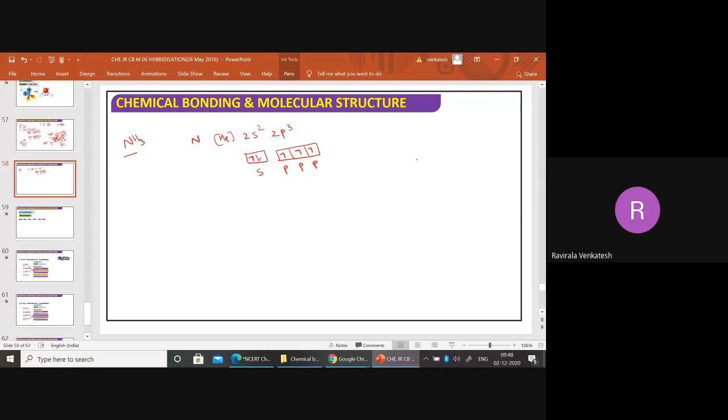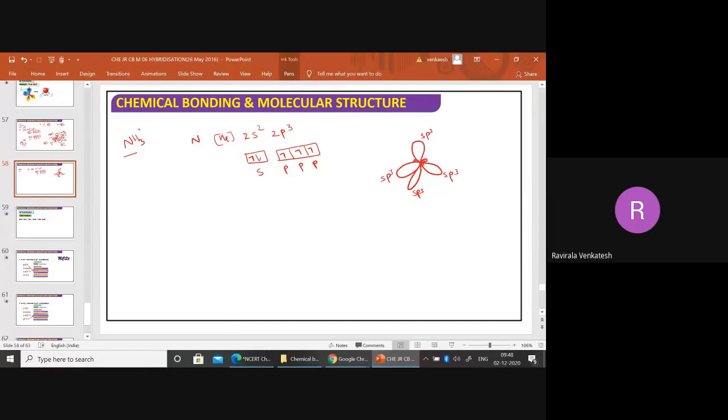When they mix, what do we get? We get four hybrid orbitals like this. We got four sp3. It is sp3. I will write it outside: sp3 hybrid orbital.